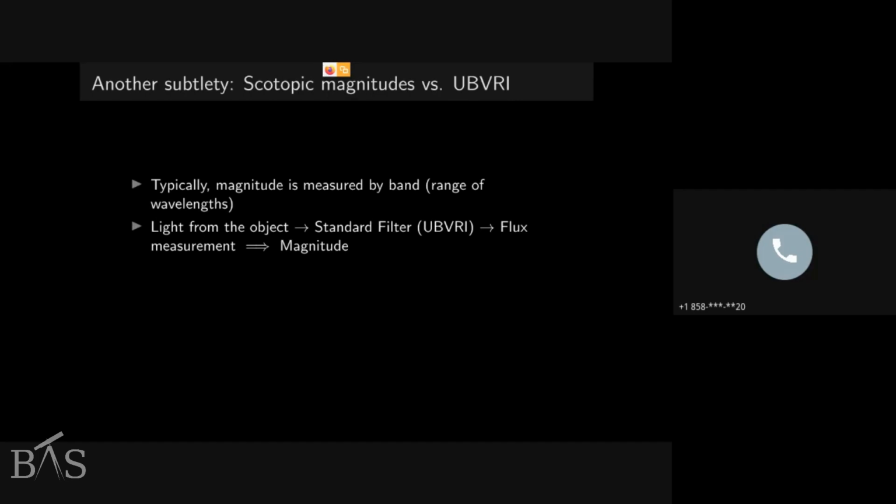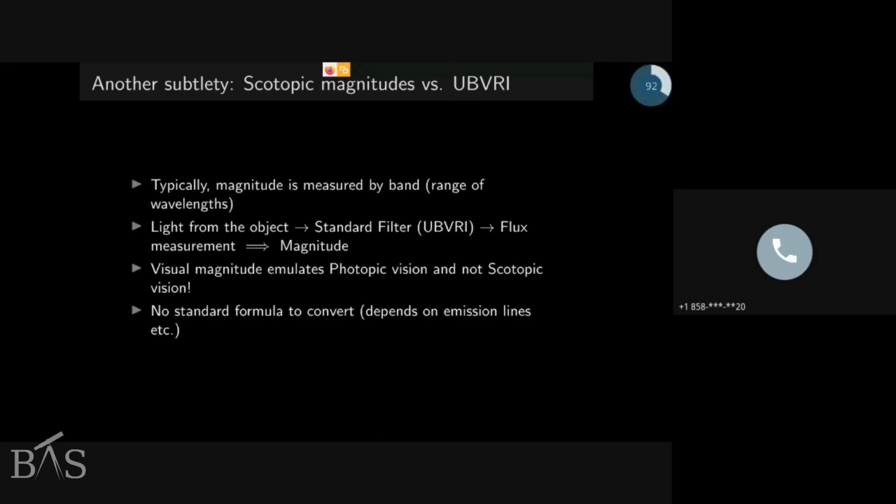The problem is that magnitudes are defined through standard filters called Johnson filters, or UBVRI filters. These filters are defined by professional astronomers. B stands for blue, U stands for ultraviolet, V stands for visual. The visual filter here apparently captures the daytime response of the eye, not the nighttime response. So the visual magnitudes that we talk about are actually not the visual magnitudes we can see at night. There's a difference between the two. Visual magnitude emulates photopic vision and not scotopic vision.